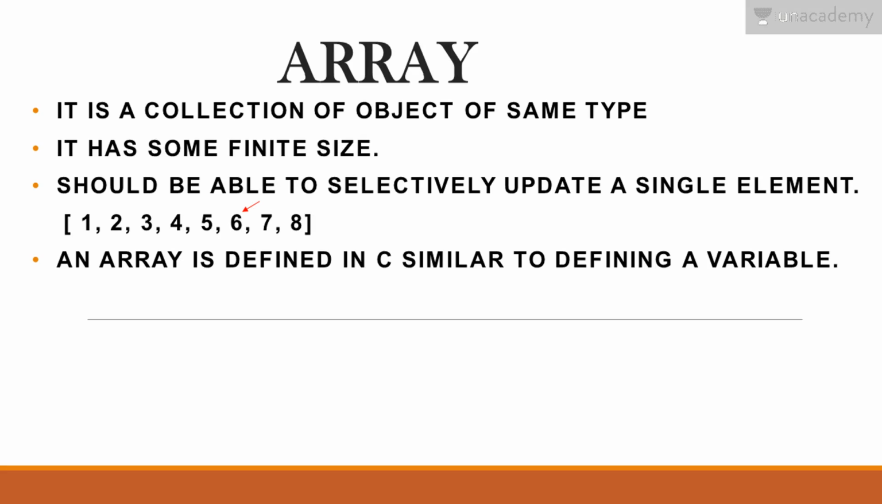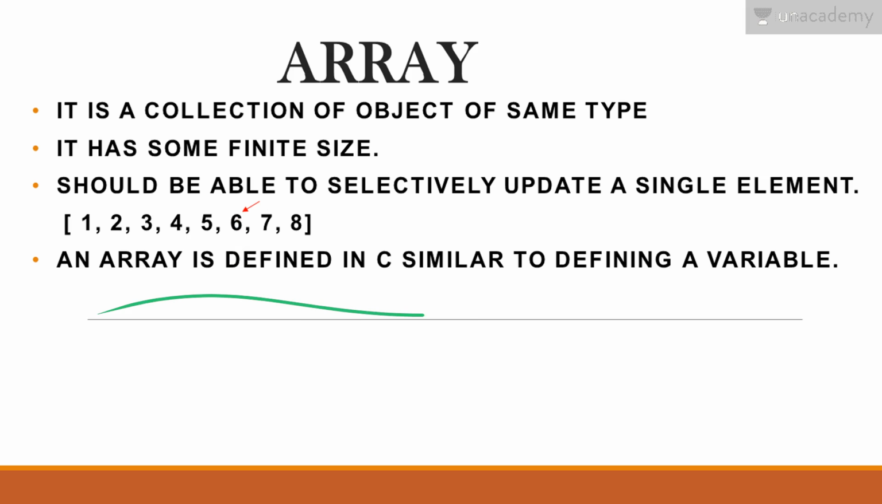It is a collection of objects of the same type. It has some finite size. We should be able to selectively update a single element. Here, if I want to update this 6 and replace it with a different number like 9 or anything else, we can update a single element of an array.